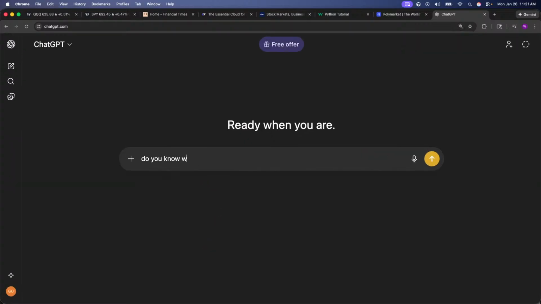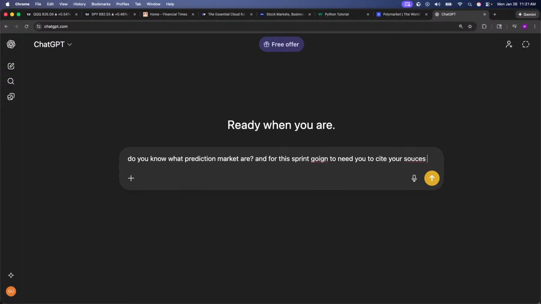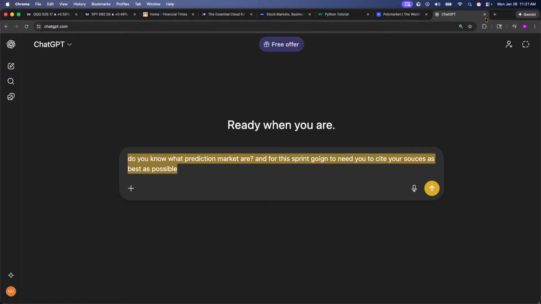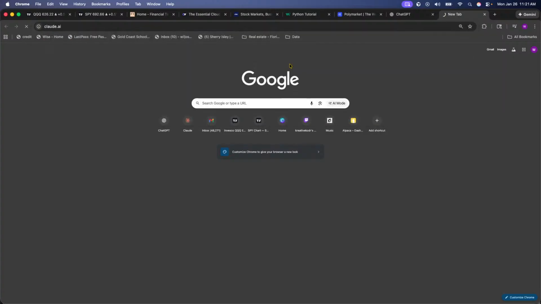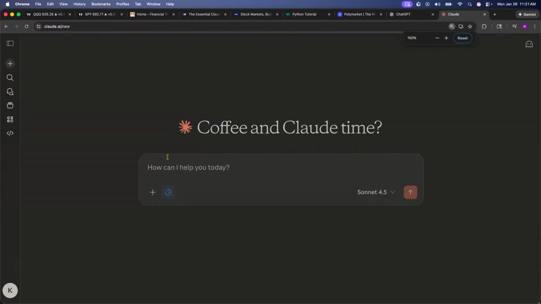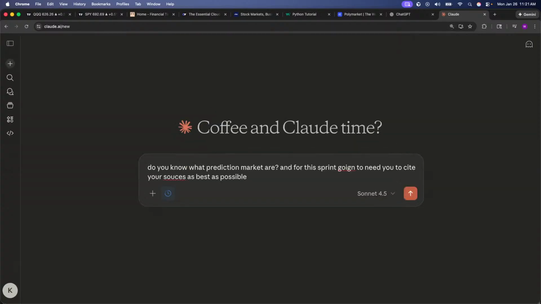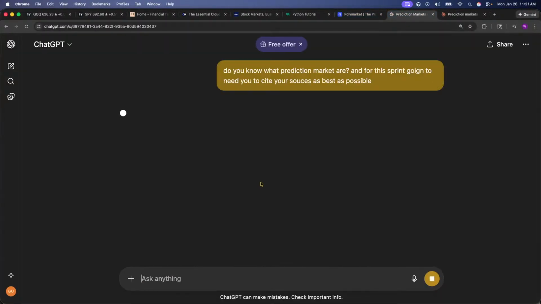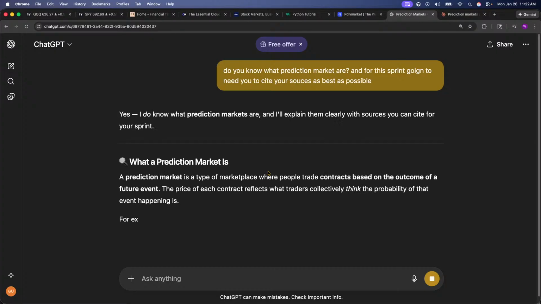Do you know what prediction markets are? For this sprint, I'm going to need you to cite your sources as best as possible. You know what I'm going to do? I'm going to do both. Y'all can see I made this ridiculous. All right, so I'm going to post it both in Anthropic and ChatGPT, and let's see what they say.